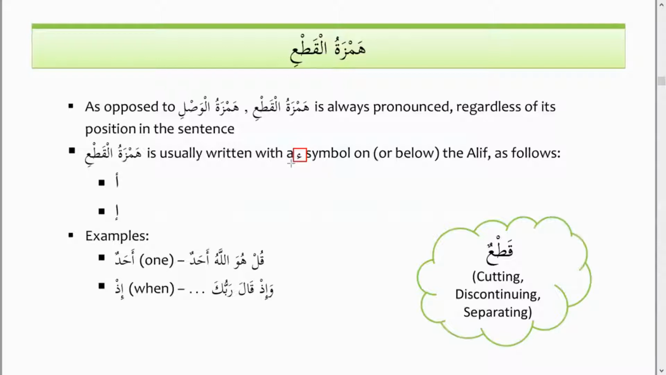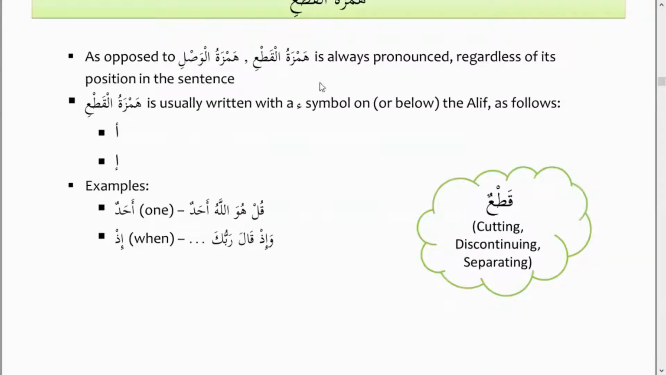It has a small Hamza symbol, on or below. If it's below, it is written like a kasra. If it's on, it's a fatha. Examples: ahad. See, ahad has a hamzatul qata, and almost all the words should have a hamzatul qata unless it is specified that they don't. Okay, ahad. Qul huwa Allahu ahad.